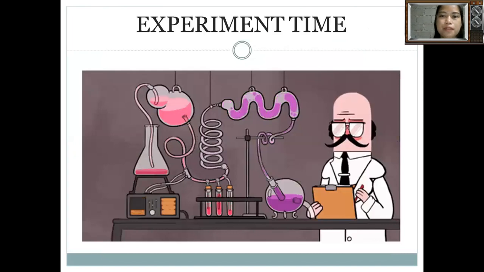So let's proceed to the next activity, experiment time. Don't worry if you don't get the item correctly, because while we're going through the lesson, you're going to realize the answers, and you'll see and you'll get it and you'll learn from it. So we're going to proceed with the experiment time.